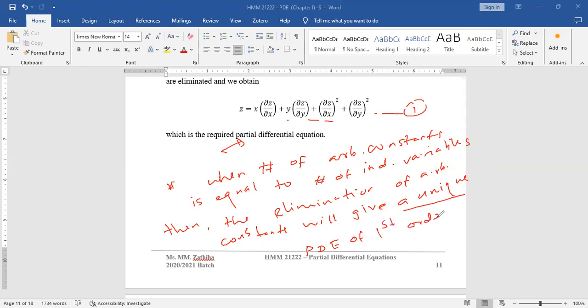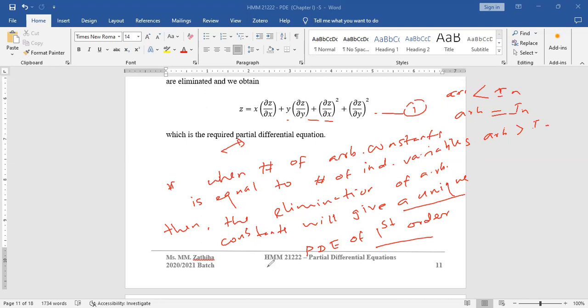So we have seen what happens if the arbitrary constants are fewer than the independent variables. What if arbitrary constants are equal to independent variables? Also we can see what if more than that. When the number of arbitrary constants is equal to the number of independent variables, then the elimination of arbitrary constants will give a unique PDE of first order.